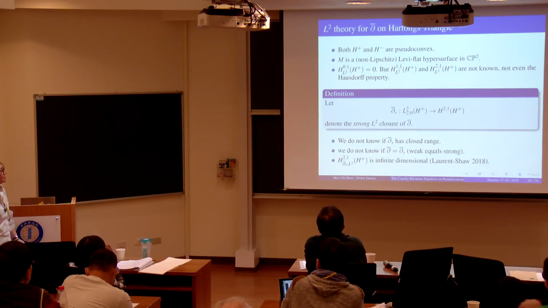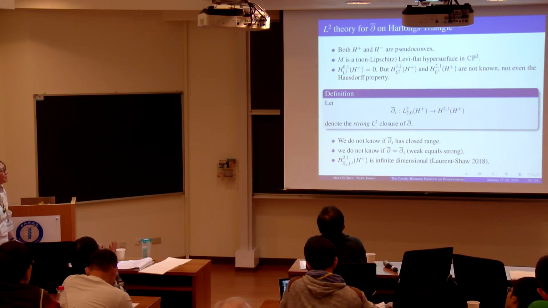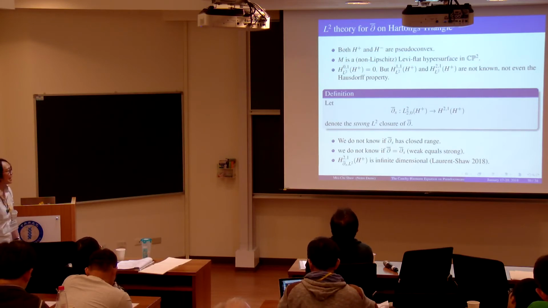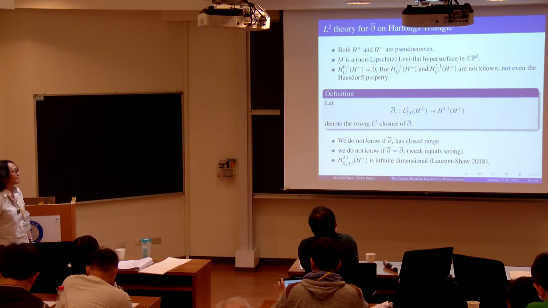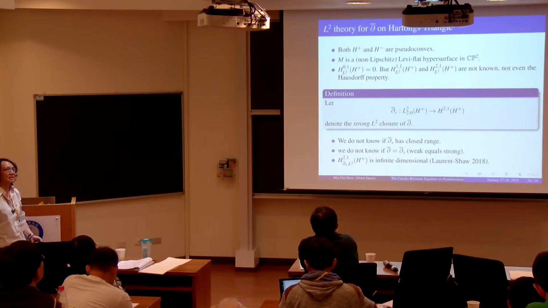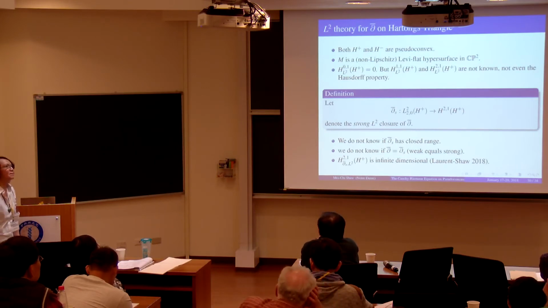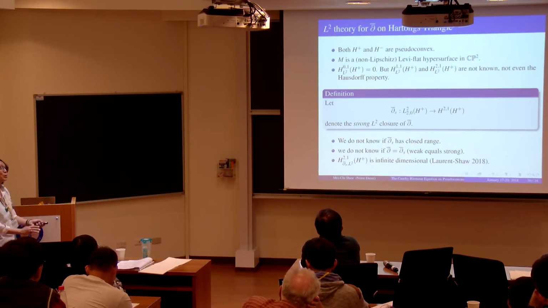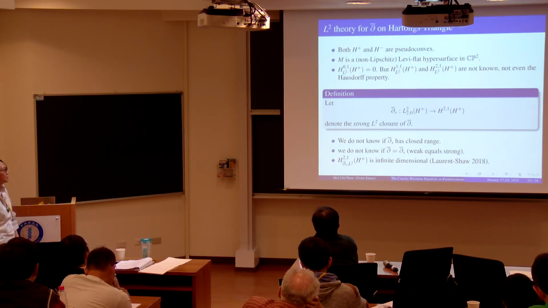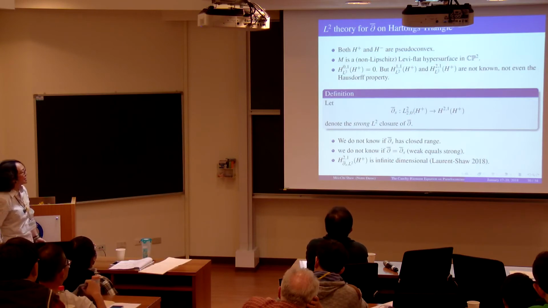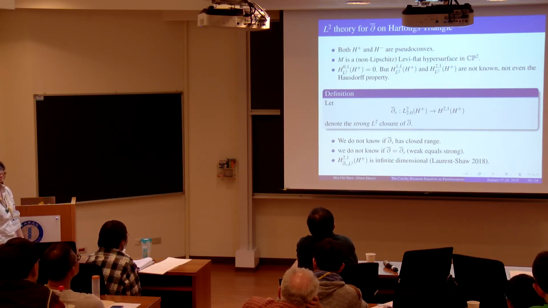And a recent paper by Christine Laurent and myself showed the following. Suppose we look at a strong closure, D bar S. What does a strong closure mean? It means that first I define my D bar on the natural thing in L2, which is the smooth forms, smooth up to the boundary. Then I close this in the graph norm. That is the strong closure. We do not know if this D bar S has closed range, but we did show that the Dolbeault cohomology is infinite dimensional.